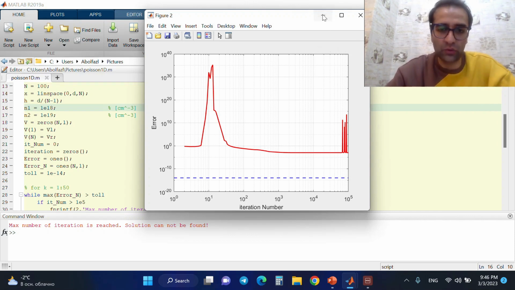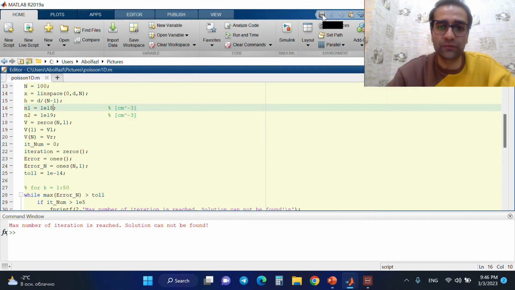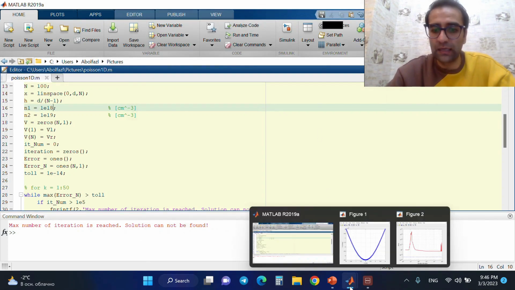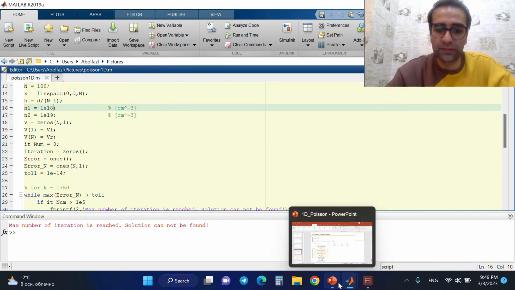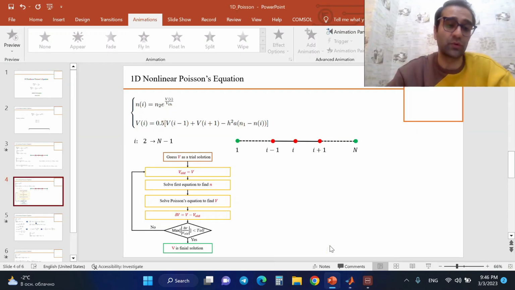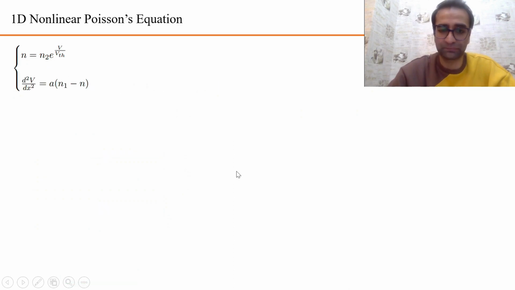I want to show you how we can improve the convergence of the problem, and this is nothing but linearization of the Poisson equation. How can we do such a linearization? Okay, let's go to the slide here, full screen. Okay, you remember this is our problem, this is the differential equation, and this is the definition of n.